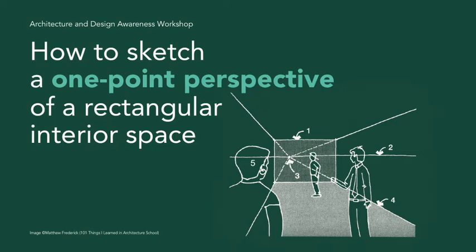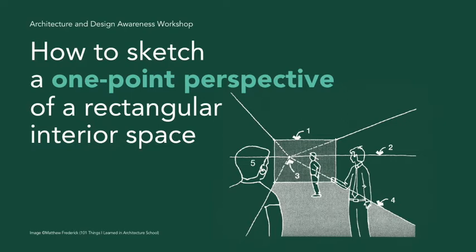Number four, lightly draw lines from the vanishing point through the 4 corners of the end wall. Then extend them more heavily towards the edges of the paper. The heavier portions of these lines will depict the outer limits of the space.